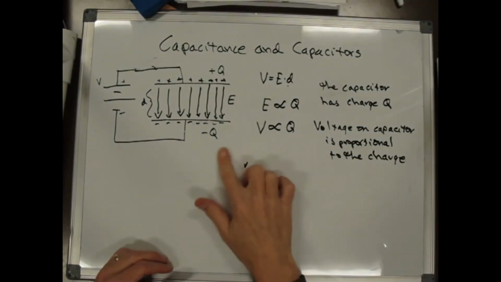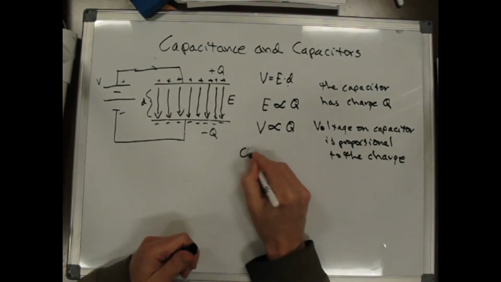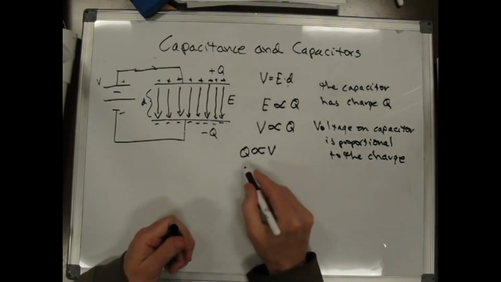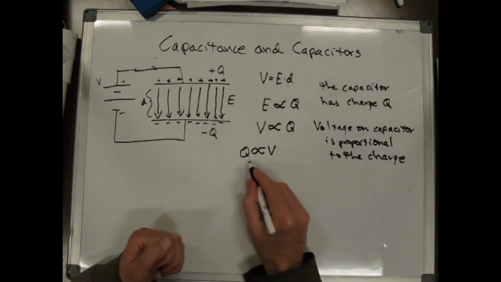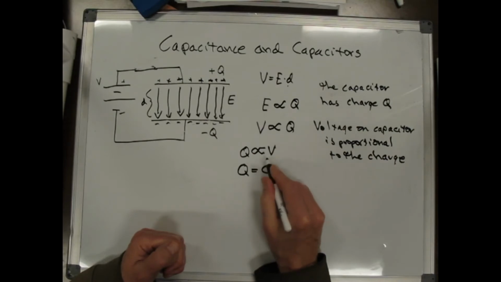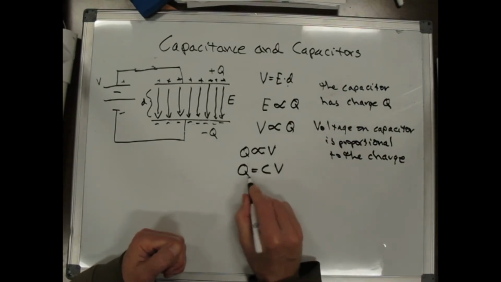So if the voltage is proportional to the charge, then we can say the charge is directly proportional to the voltage. We can write that proportionality in either direction. Anytime you have a proportionality, you can replace it with an equal sign. So we're going to change this proportionality to an equal sign, and we're going to call the proportionality constant C. And so we get Q equals CV.